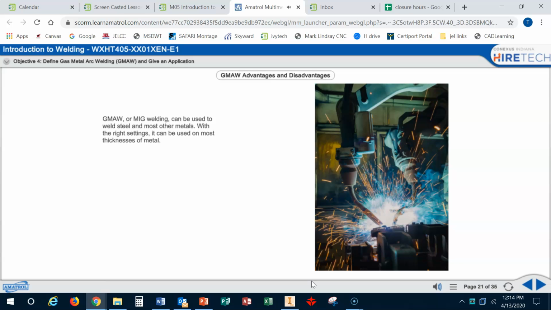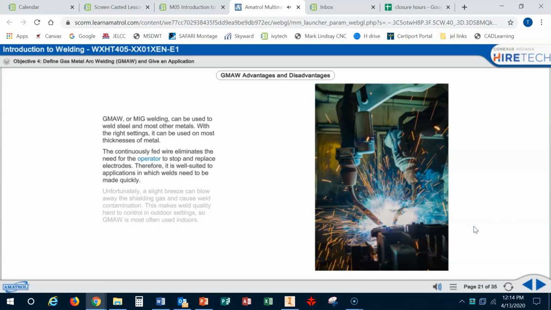GMAW or MIG welding can be used to weld steel and most other metals. With the right settings, it can be used on most thicknesses of metal. The continuously fed wire eliminates the need for the operator to stop and replace electrodes. Therefore, it is well suited to applications in which welds need to be made quickly. Unfortunately, a slight breeze can blow away the shielding gas and cause weld contamination. This makes weld quality hard to control in outdoor settings, so GMAW is most often used indoors.